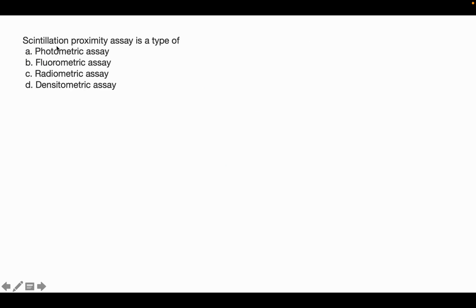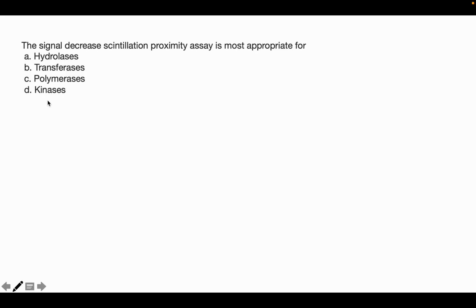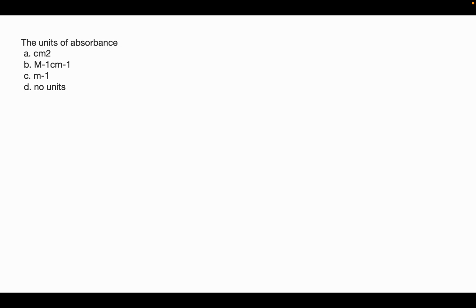Scintillation proximity assay is a type of radiometric assay. So we use radioactive probes or radio-labeled molecules, isotopes. The signal decrease in scintillation proximity assay is most appropriate for hydrolases, transferases, polymerases, kinases. So in the SPA assay, the signal will decrease because of hydrolases.